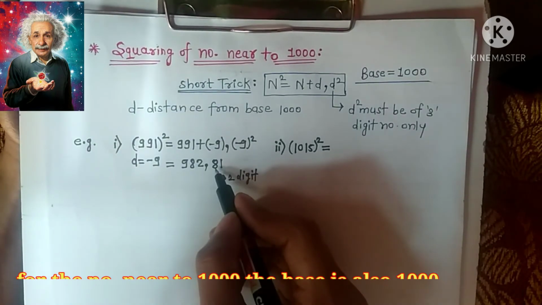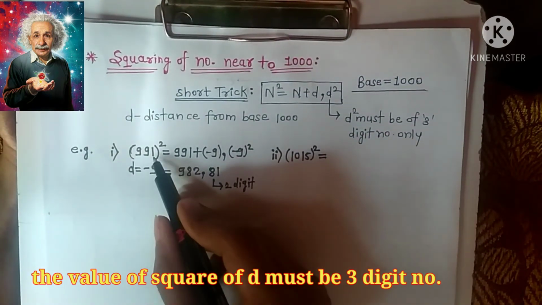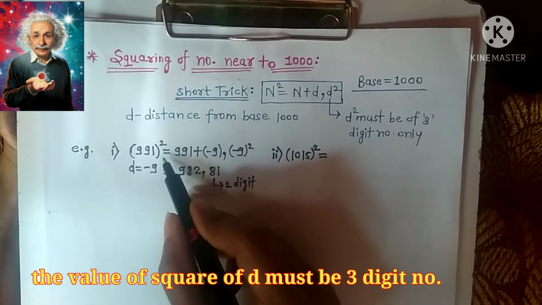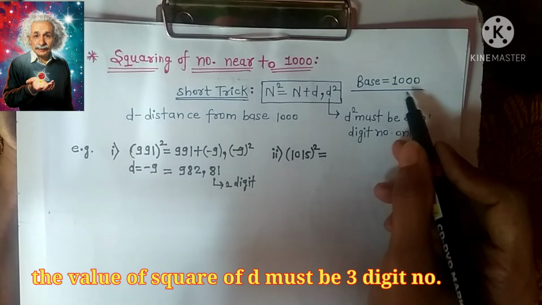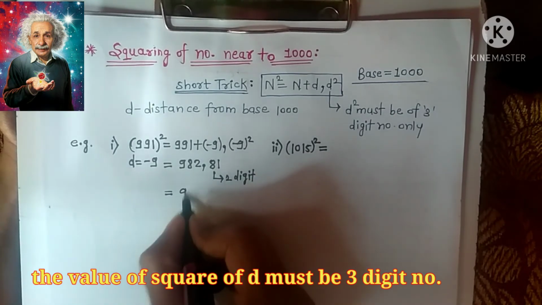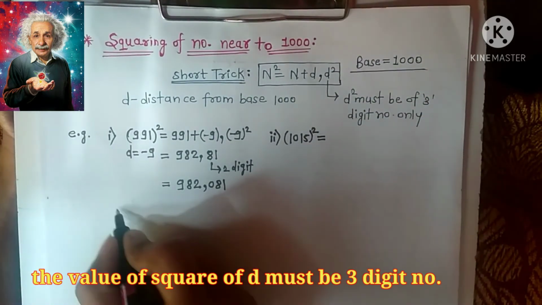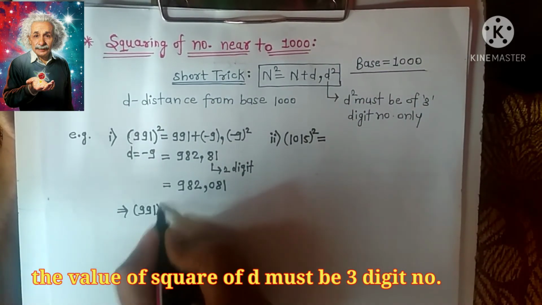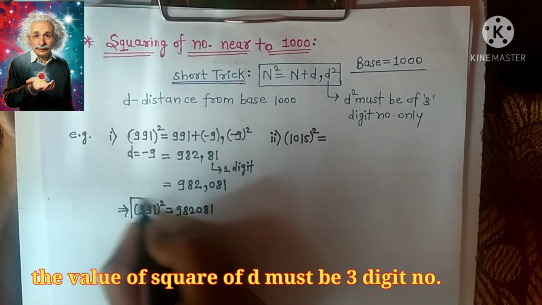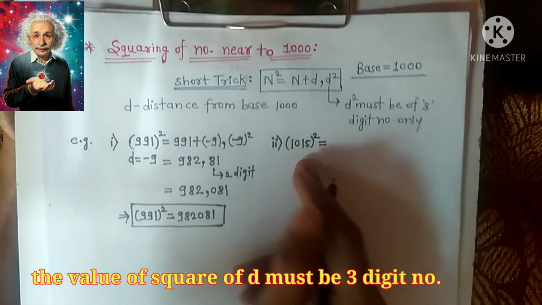To convert it into 3-digit, we write 81 as 081, because this is a number near to 1000, and for the numbers nearer to 1000, the base is 1000 and the value of d square is a 3-digit number. So we write 982 comma 081. So we get the square of 991 as 982081. So by using this trick you can find the square of numbers nearer to 1000.